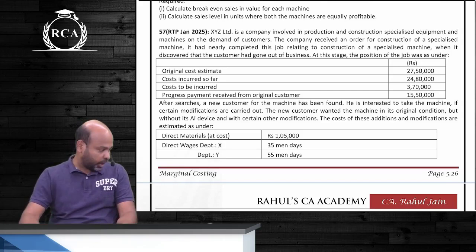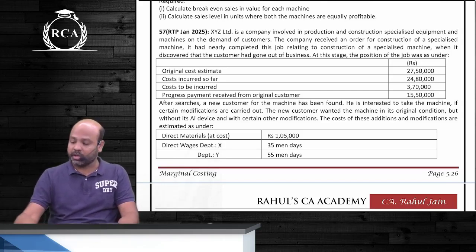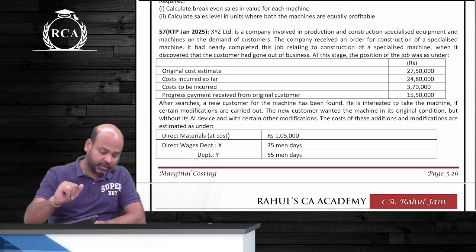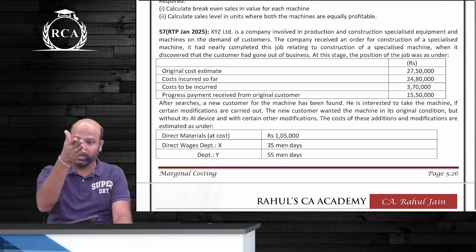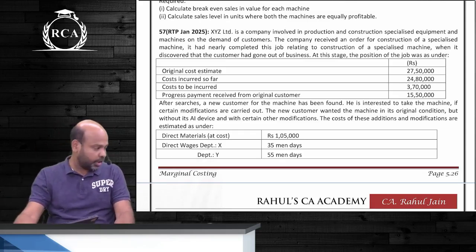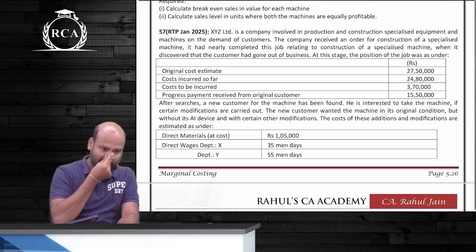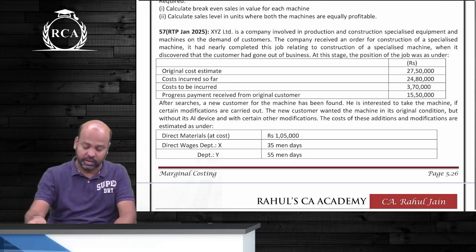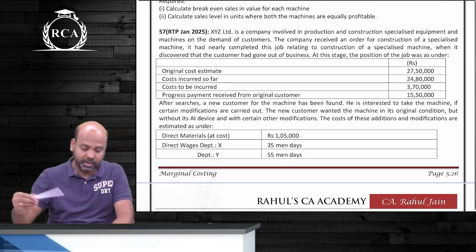I'm going to explain all the basic principles that are required for understanding what is relevant, what is not relevant, and that too, guys, element wise. We will have to do what is relevant under material, what is relevant under labor cost, what is relevant under variable overheads, what is relevant under fixed overheads. Even the old batch students who are going to watch this later, listen to it carefully. This is an RTP Jan 2025 question.